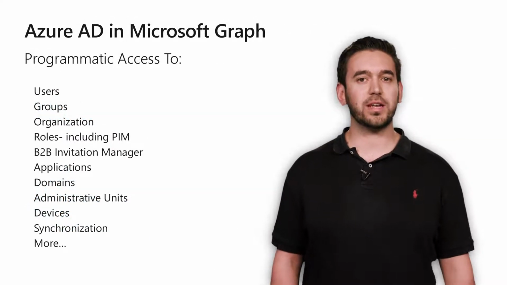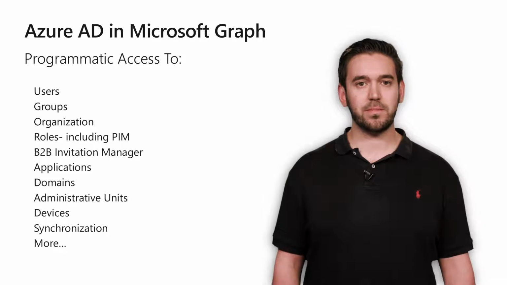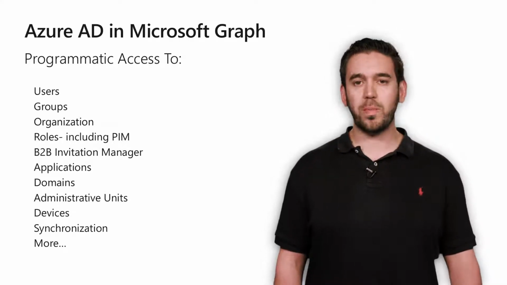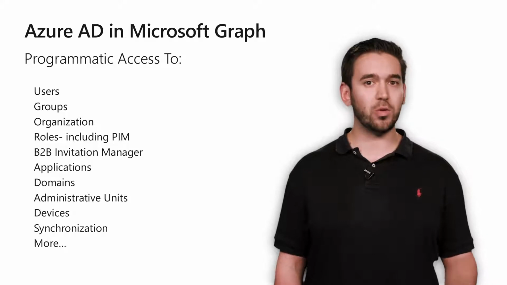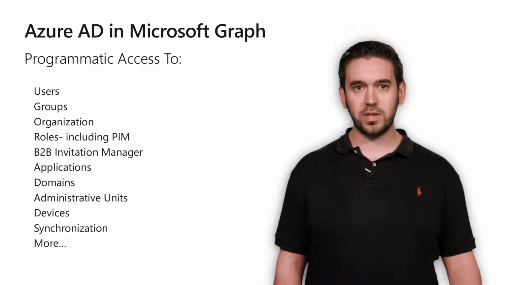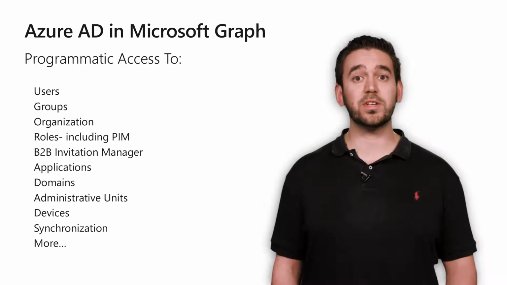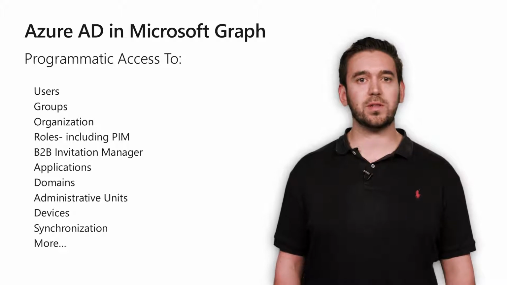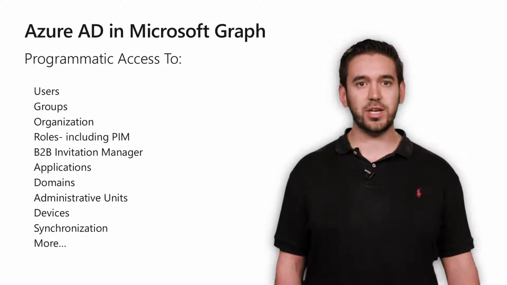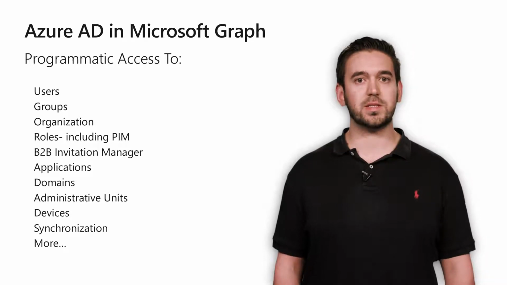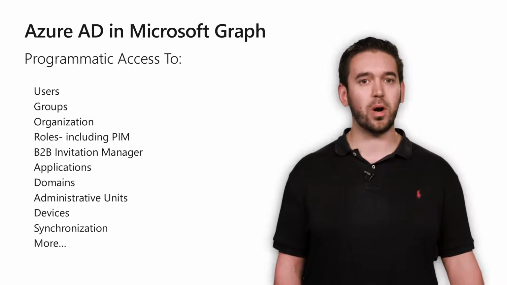There's a lot of useful Azure AD data that's exposed through Microsoft Graph. This includes user profiles, groups, including group membership information and APIs for checking group and role membership, organization details, role information, such as directory roles and privileged identity management. There's also APIs to facilitate B2B collaboration using our invitation manager. There's domains, applications, administrative units, devices, synchronization tasks, and more.